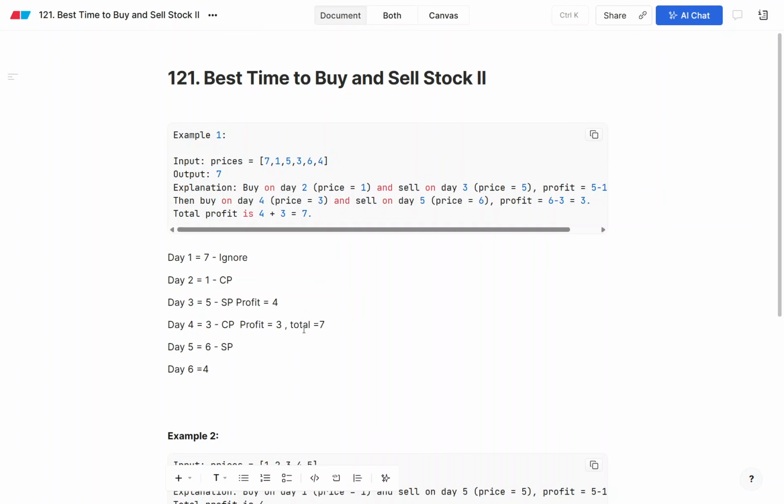Then again it will check the cost price is 6, and then the selling price is 4. So if 4 is not larger than 6, it will ignore it. So this is how we need to proceed.